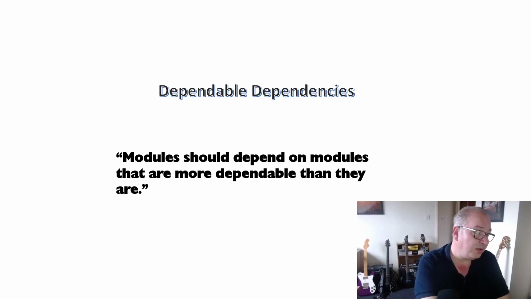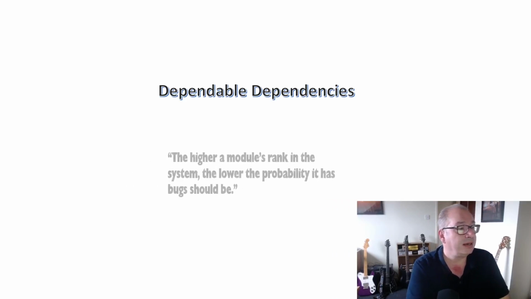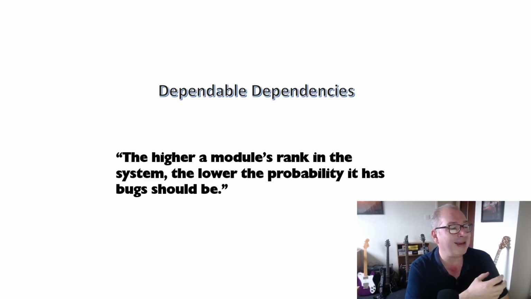But maybe a more useful way of expressing that would be to say that the higher a module's rank in the system, the lower the probability it has bugs should be, the less likely it should be to fail or to be broken. Now that opens a whole can of worms. We've identified which code is the most critical in terms of dependencies. There are, of course, other factors in the criticality of code. But in terms of dependencies, we've identified where that load-bearing code is. We've got our little heat map there. But what are we going to do about it? And that's where we need to think.